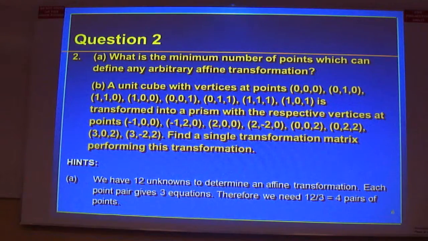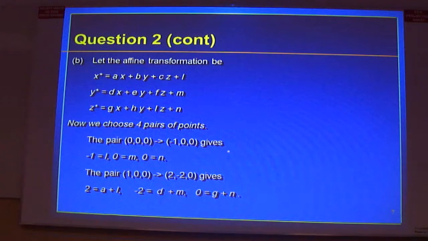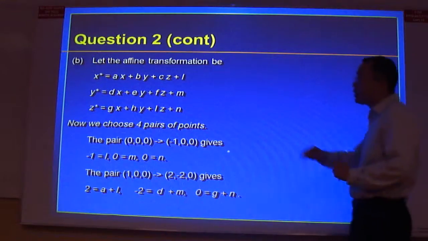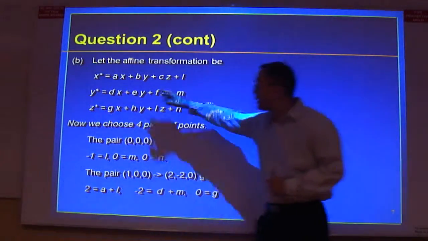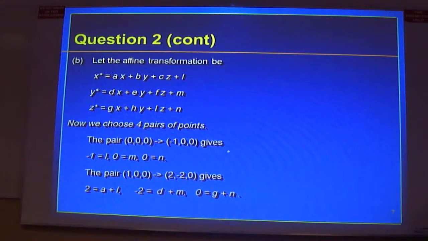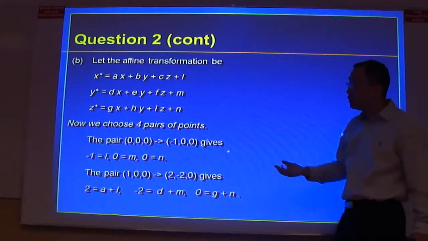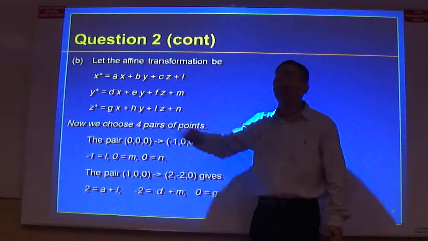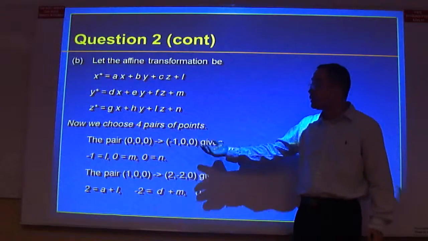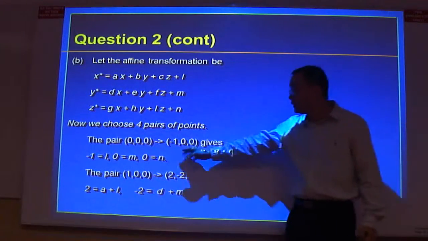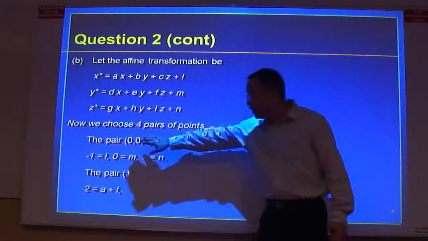Here you can see the approach is similar to the one we used for the 2D situation. I hope you are familiar with this kind of approach, and the remaining part is quite tedious work. Now we give the general definition. For example, I use x, y, z for the coordinates of the point before transformation, and x star, y star, z star for the x, y, z coordinates of the point after transformation. This is a general formula. Then we choose 4 point pairs. For example, you choose 0, 0, 0 and minus 1, 0, 0. This is one point pair, and it should satisfy this affine transformation, because this point comes from the original point.